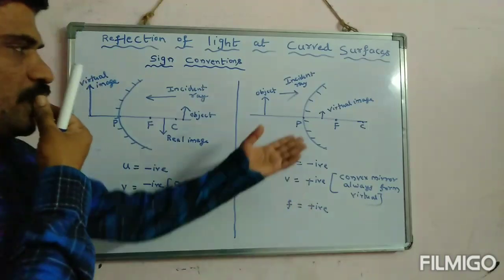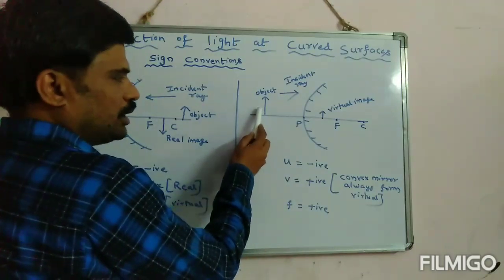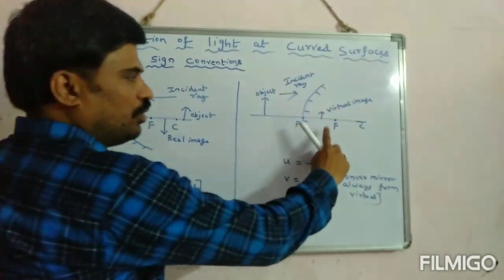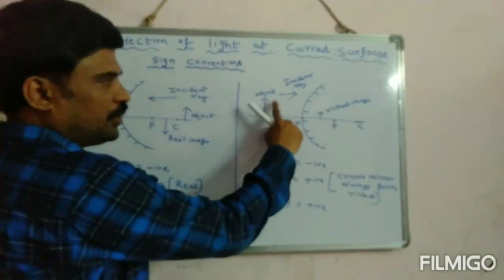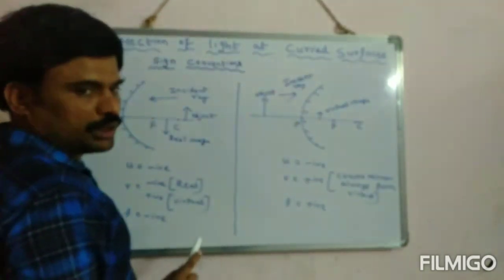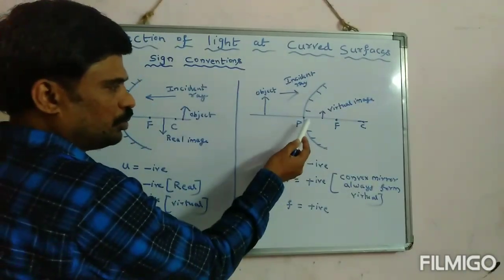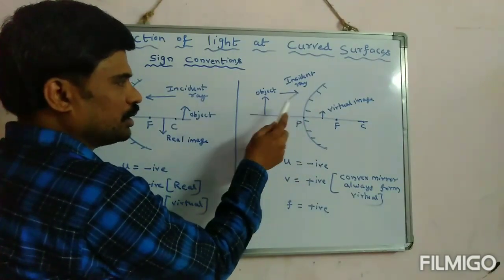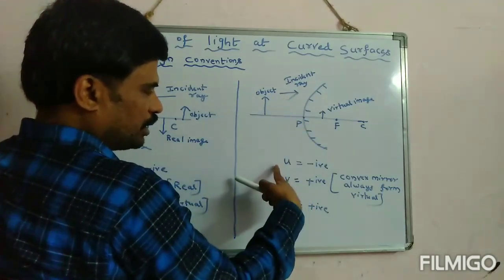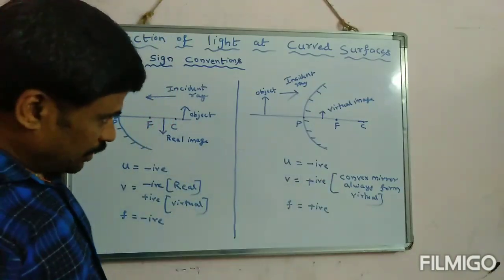Now, let us see for convex mirror. In convex mirror, look at the object position and the image position. And don't forget, convex mirror always forms virtual image. And you can see the incident ray direction. Now let us see the object distance, whether it is negative or positive. We should measure from pole to object. We are measuring in opposite direction. Hence, u is negative.